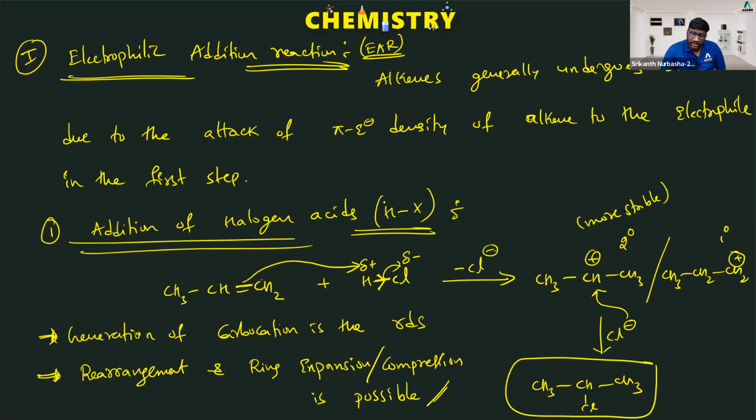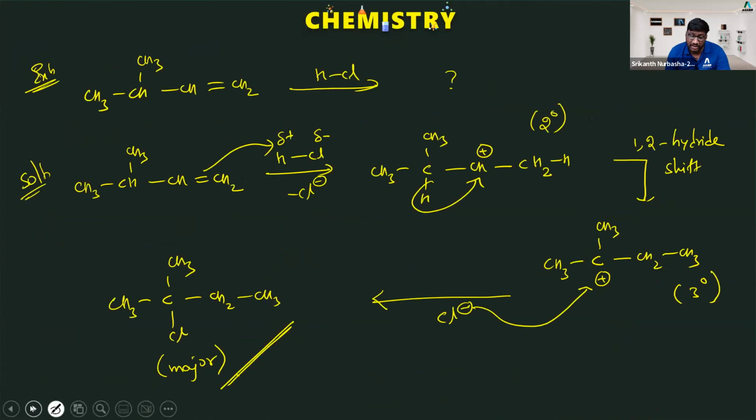So addition of halogen acids, CH3CH=CH2 with HCl, pi electron density attacked H+. As soon as the attack occurs, we get a carbocation. So more stable carbocation has to be obtained. So 2 degree and 1 degree obtained, 2 degree is more stable. So based on that, the chloride ion, which is acting as a nucleophile now, will attack the most stable carbocation. Generation of carbocation is the rate determining step. Rearrangement and ring expansion or compression is possible. Right? Addition of halogen acids.